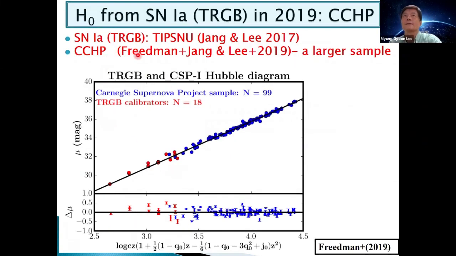So it's not from TRGB-calibrated supernova 1A, which was presented 2 years later from the CCHP team. It is based on a larger sample of supernova host galaxies. It's 18, so it's much larger. So this is a Hubble diagram of supernova 1A. The red ones are calibrators, and the blue ones are more distant supernovae. And the line is a fit using the model, so that it is an excellent, pretty good estimate.